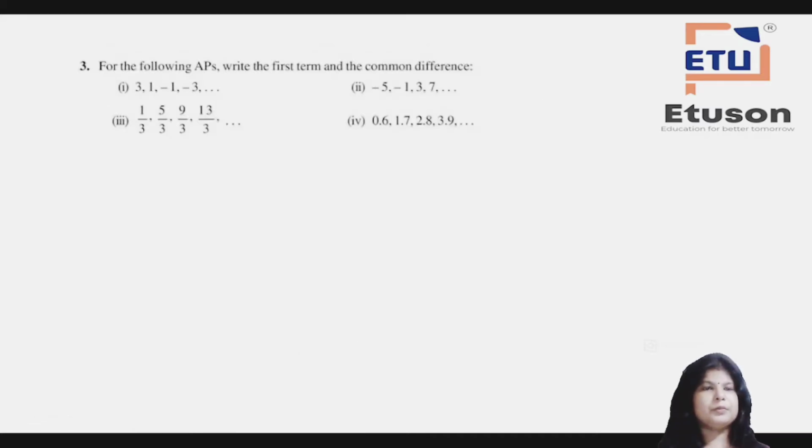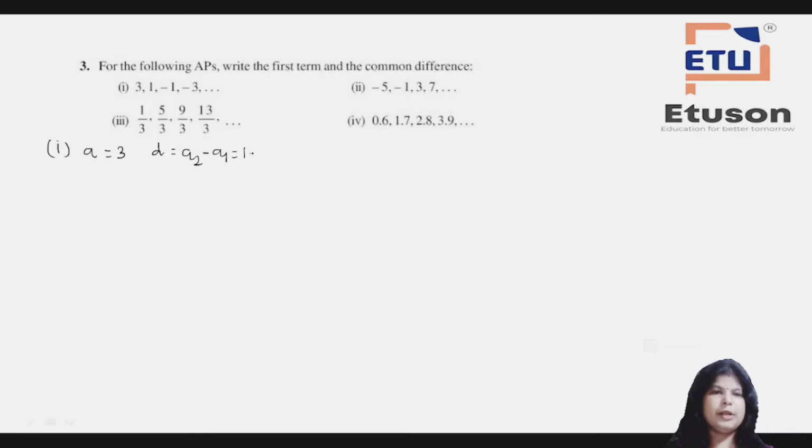So now, question number 3. For the following APs, write the first term and the common difference. So, bit 1, your A is equal to 3 and the common difference is given by A2 minus A1, that is 1 minus 3, that is minus 2. Similarly, let us check the difference between A3 and A2 also.